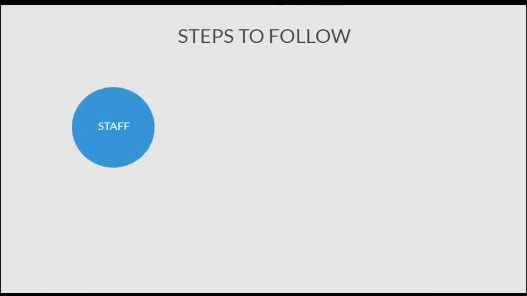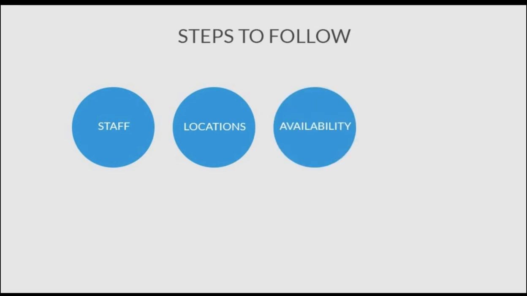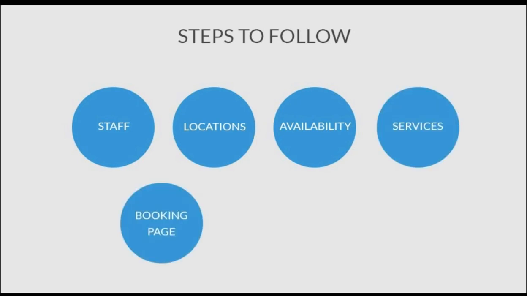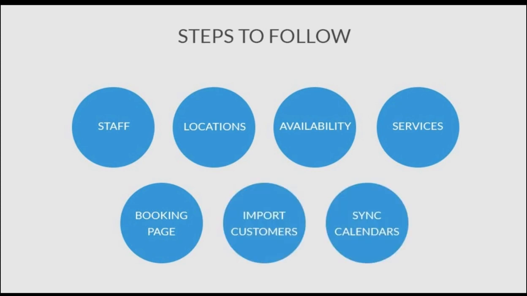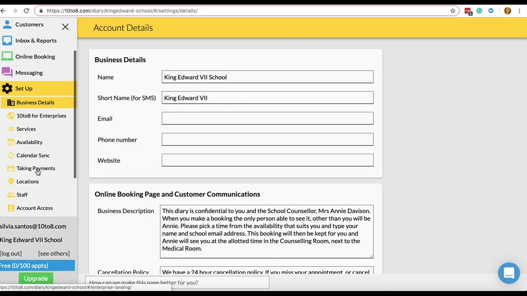1. Add the staff members, that's anyone who needs access to the account. 2. Add all the locations and rooms where the services will take place. 3. Add your availability. 4. Add the services that you offer. 5. Customize your online booking page. 6. Import your customers. And 7. Sync with external calendars if needed. Right, let's get to it.